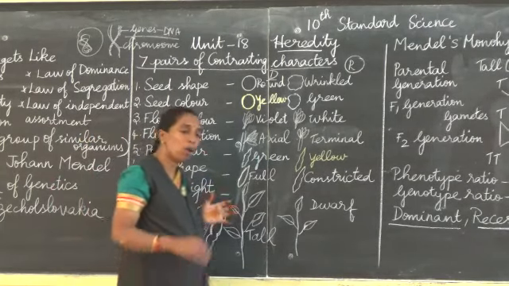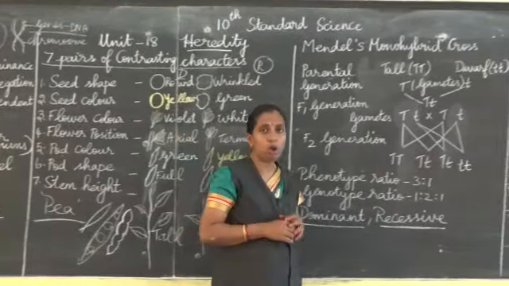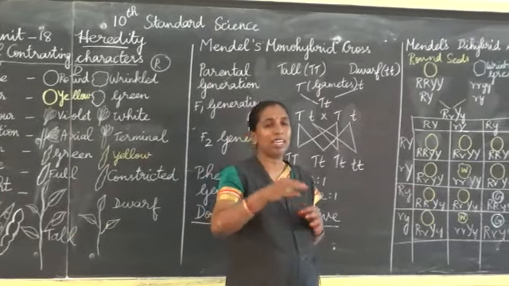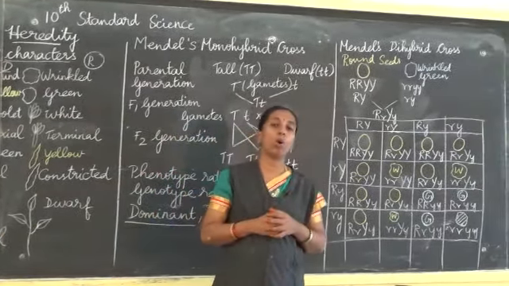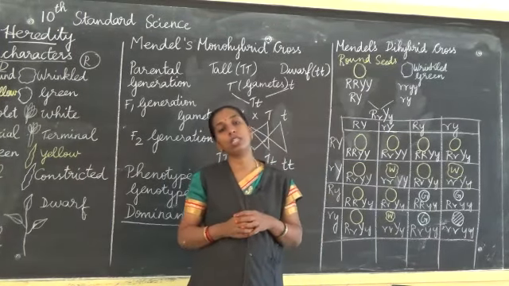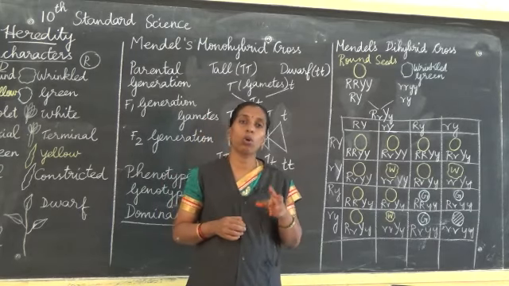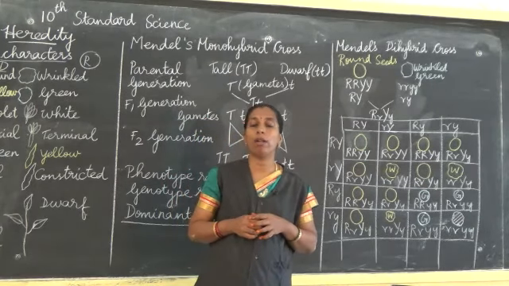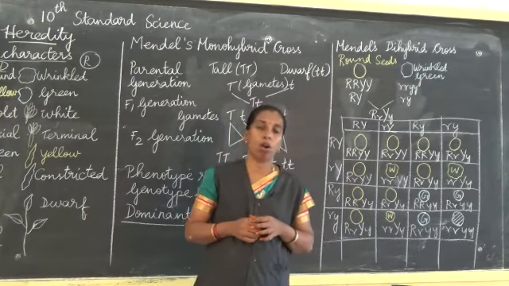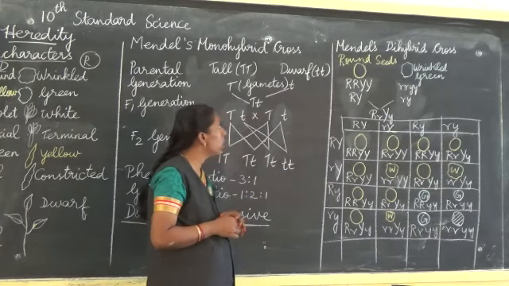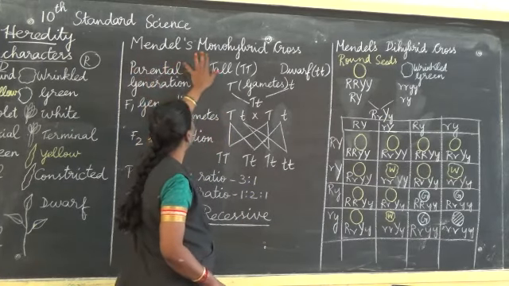So now, what were his experiments? He carried out so many experiments and did so many crosses. He made so many hybrid varieties in this garden pea plant. So here we are going to learn two crosses, Mendel's monohybrid cross and Mendel's dihybrid cross. The first one is Mendel's monohybrid cross.